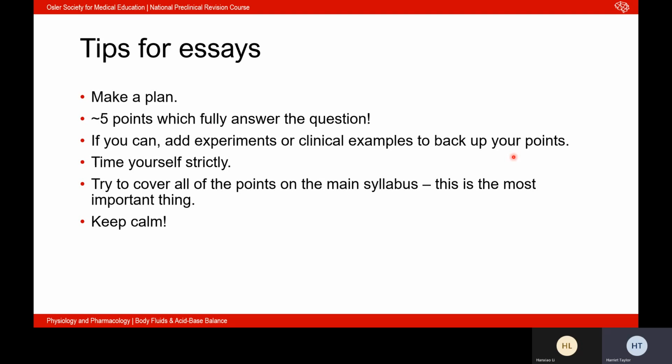Great, and just keep calm. Just keep going. If you've forgotten everything about medicine, or it feels like that, you haven't. There's something in there that's going to be useful to you. Just keep going no matter what.